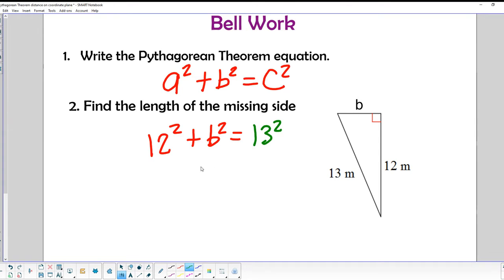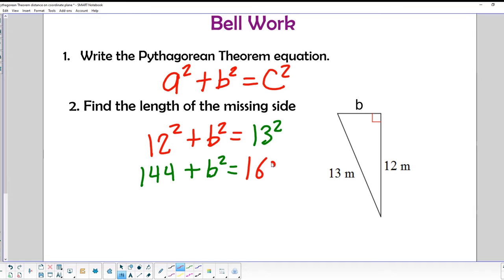Now let's multiply this out. Now we do know what 12 squared is. That's just 144 plus b squared equals, and 13 times 13, not everybody knows what that equals. So let's get our calculator out. 13 times 13, which is how you square 13. That equals 169. Okay, so let's get rid of that and bring back our pen.